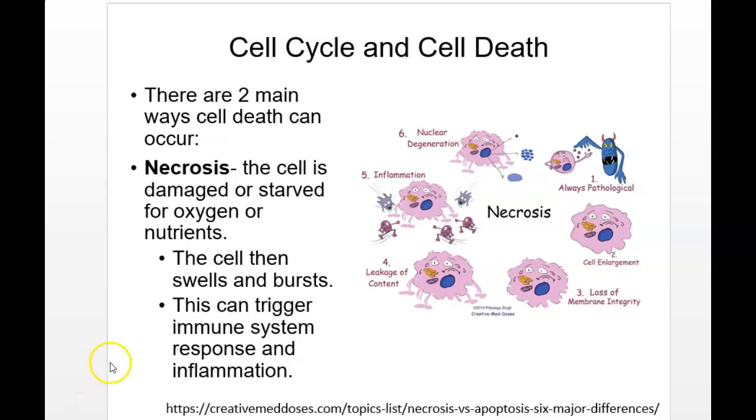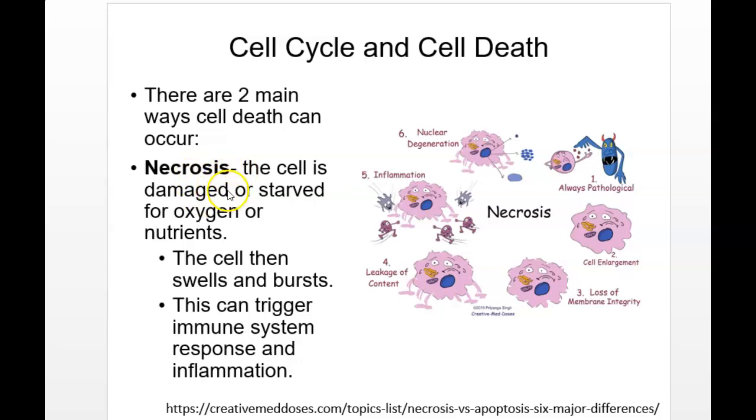In this last part, I'm going to review a little bit about how the cell cycle is related to cell death. If you remember, I talked about there are really two ways that cells can die. One is necrosis. When we say a cell is necrotic, or tissue, usually we talk about groups of cells as being necrotic tissue.